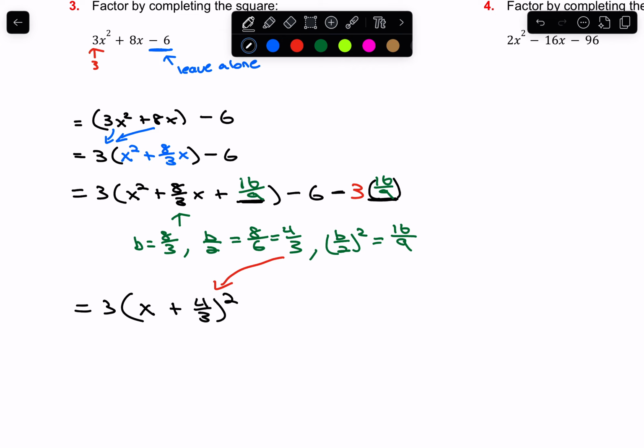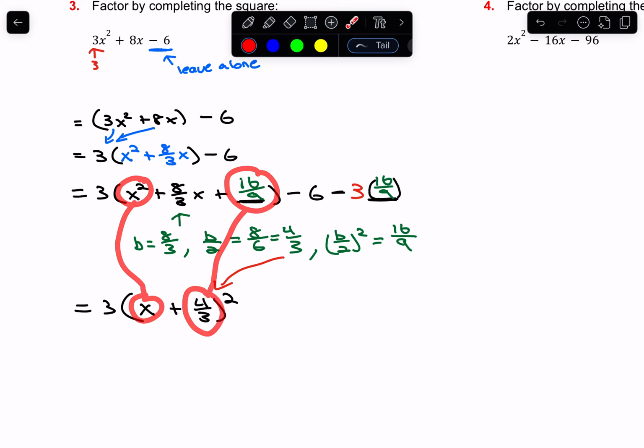Okay, so I did not go through any process of factoring just now because I already know that that perfect square trinomial will factor to be, since the first thing is x squared, this is x, and since the last thing is 16 over 9, this is the square root of that, which is 4 over 3. So it always is x plus b over 2 right there.